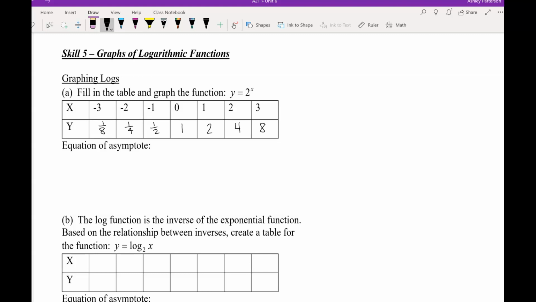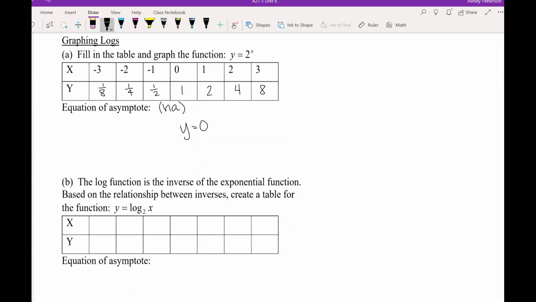The equation of the asymptote, and if you want to write down that it is a horizontal asymptote, as a reminder, is at y equals 0 because we were given a parent function of base 2 without any transformations. Therefore, we have y equals 2 to the x, which is our table.